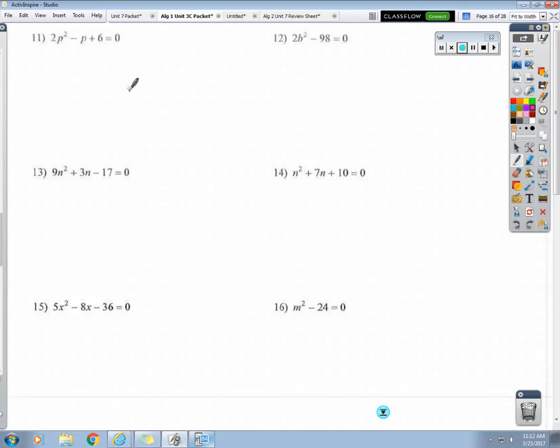Number 11. It's already set equal to 0. So if we're going to solve this with the quadratic formula, we're ready to identify A, B, and C right away. What's A? What's B? And what's C? Then the first thing you need to do is go ahead and find the discriminant. The reason it's best to do that up front is so if it ends up negative, you know not to keep working because it's no solution. B is negative 1, A is 2, C is 6.